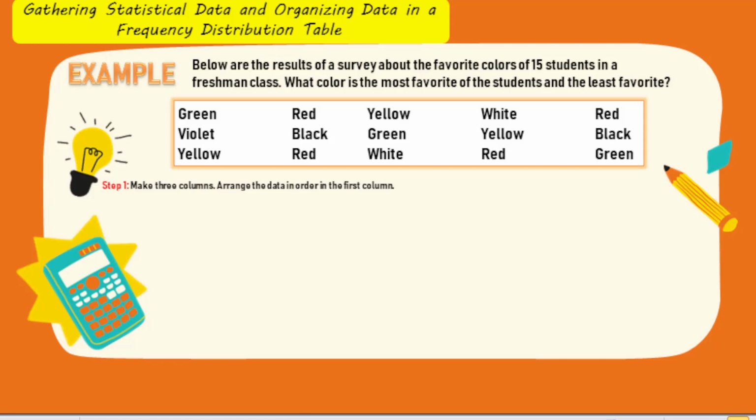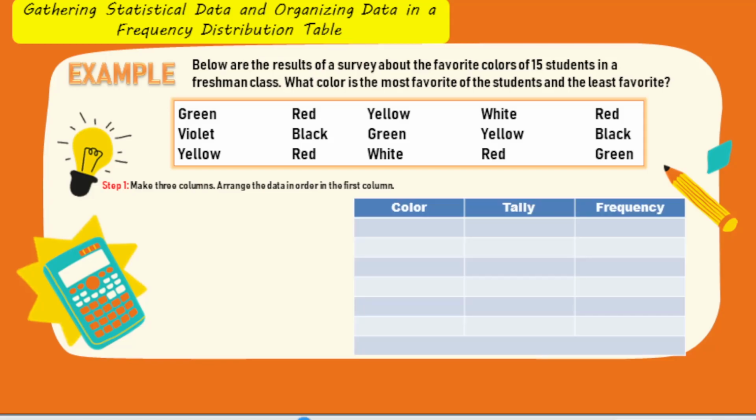So, again, ano yung first step? Make 3 columns and arrange the data in order in the first column. So, ito yung ating 3 columns. So, in the first column, meron tayong color. Then, second column yung tally, at yung third column yung frequency. So, yung ating first column, nandun dyan yung ating mga color. So, green, red, yellow, violet, white, and black. So, meron lang tayong 6 na color from the survey.